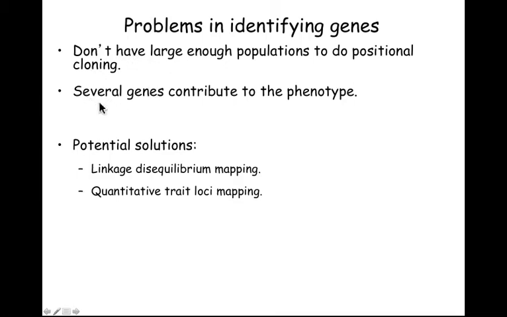One of the other problems in identifying genes that are associated either with diseases or other phenotypes that you might be interested in is that several genes contribute to the phenotype, and this is very common. So I want to talk a little bit today about some of the potential solutions to this. In particular, we're going to talk about linkage disequilibrium mapping and quantitative trait loci mapping. Both of these things are fairly complicated to carry out, but I think the basic genetic ideas are actually not all that difficult, and I think we can cover those fairly easily.